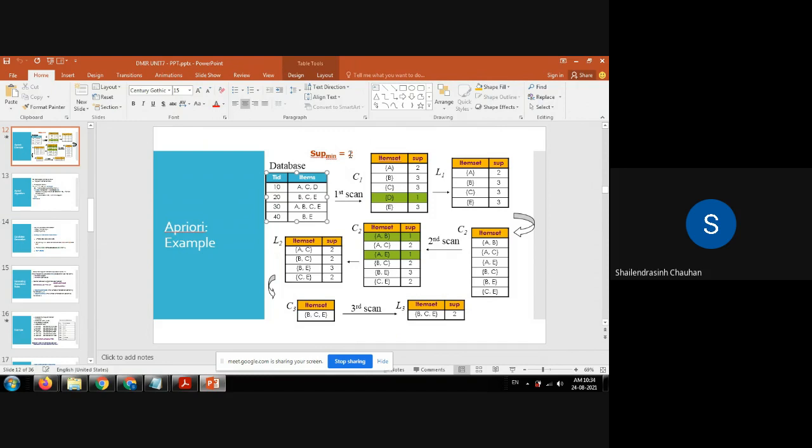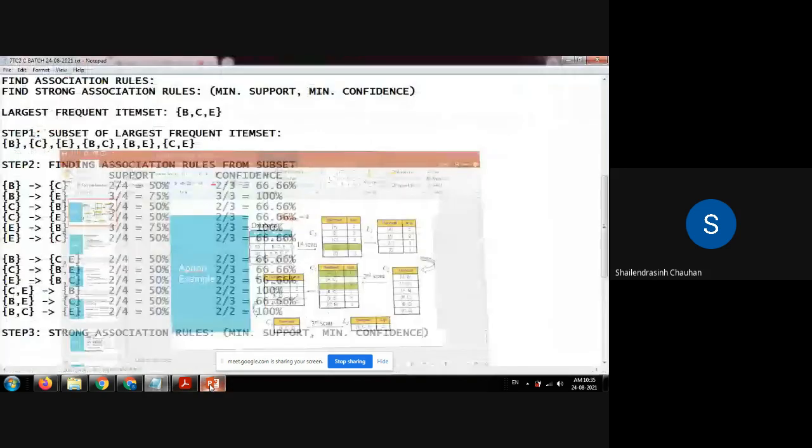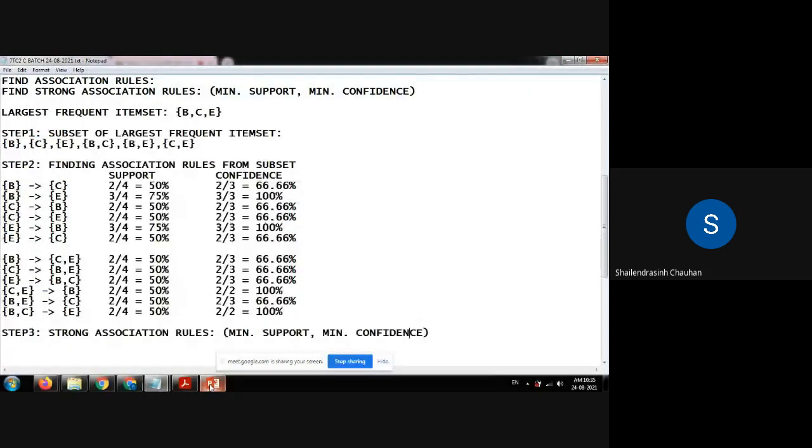Just compare the total number of transactions, and total we are having 4 transactions. So convert into percentage. If any item is present in all the transactions, that means it is having 100% support. Then if it is 2 transactions, it will have 50% of support. So here you are having 50% of minimum support. And just assume that minimum confidence is equal to 70%.